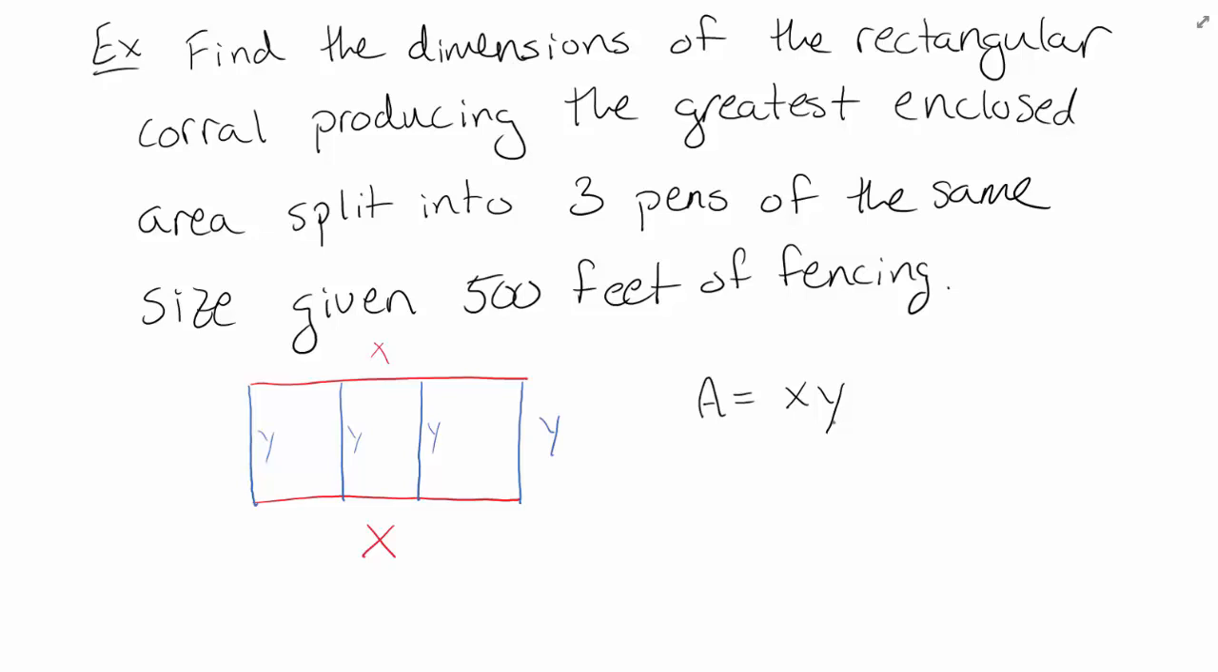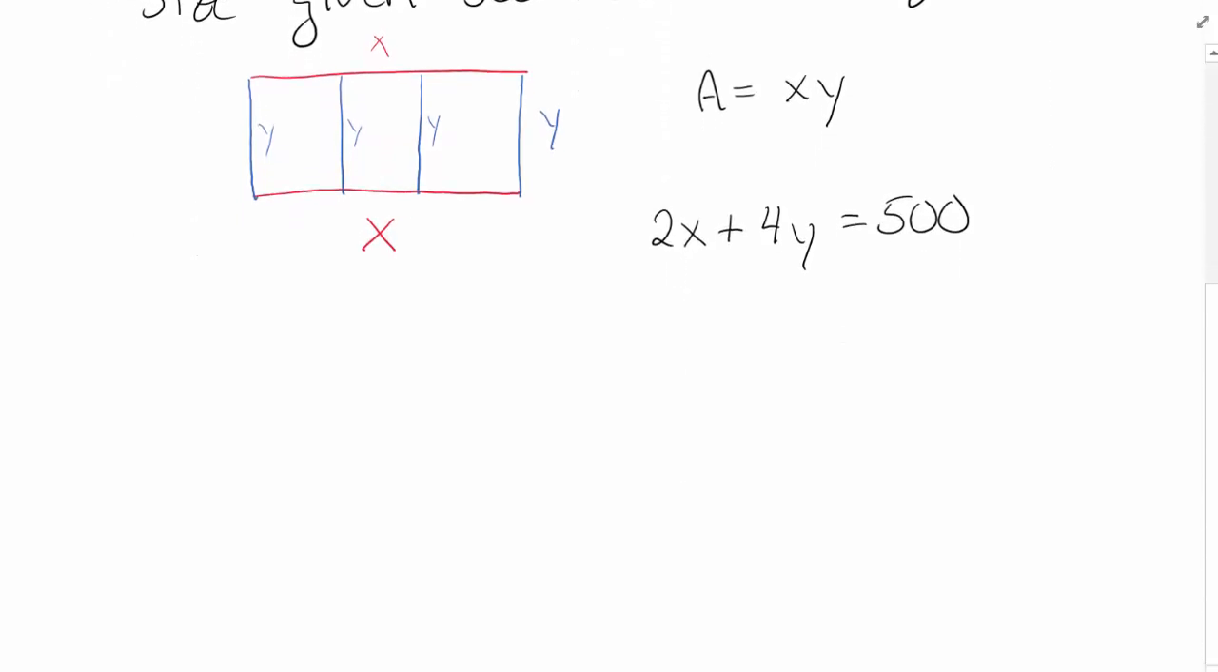Well, the other thing that I know is that I have 500 feet of fencing to essentially build the whole pen. So there's an X. There's an X. So in total, I have to build 2 of these X's. And you can see that I have to build 1, 2, 3, 4 of these Y's. So I need to build 2 X's and 4 Y's, and that is going to be equal to my 500 feet of fencing, because that's the amount of fencing that I actually have. Well, you can choose which one of these you want to solve for. I'm going to solve for Y in this one. So 4Y is equal to negative 2X plus 500.